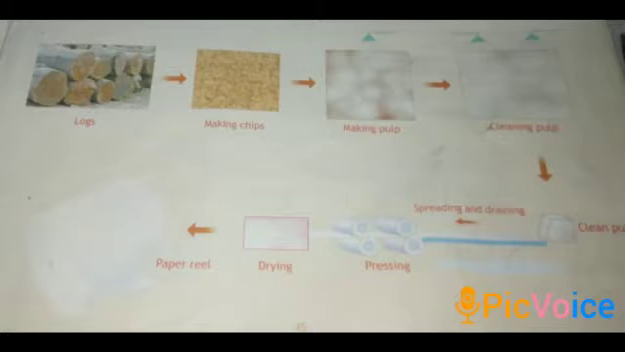The sheet is dried and wound into a huge reel. The paper from the reel can be cut into different sizes. Children, it is a big process. First, the logs, things like wood, bamboo and other grasses, are made into small pieces, chips. And this is watered, then making a pulp. Then after making the pulp, they will clean the pulp. Okay. Then after the clean pulp, spreading and draining. After that, press it, then drying, then we will get the paper reel.